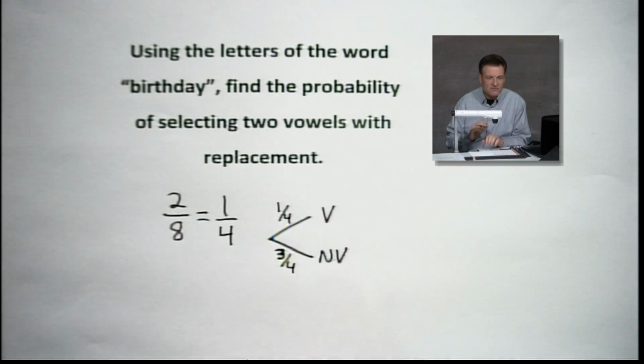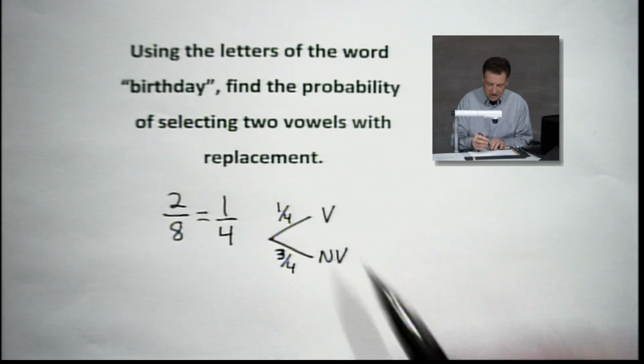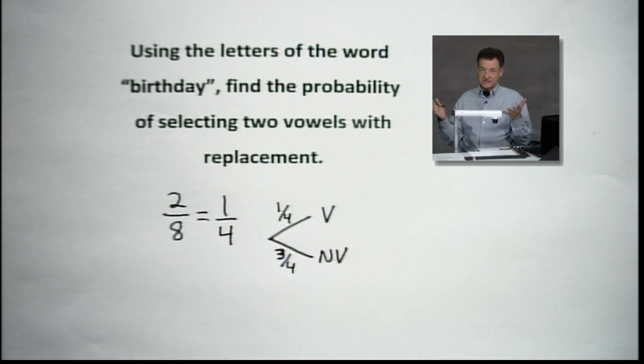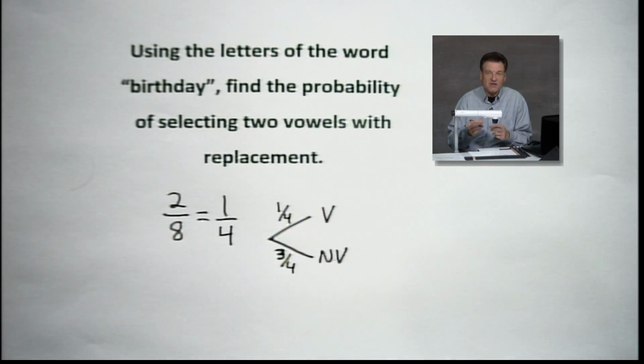So the 3/4, because these 2 little branches have to add up to 1, all right? Because that's all the options. It's either a vowel or it's not. Those 2 have to add up to give us 1, because, as I said, they were all our choices, and if we got all our choices all together, they add up to 1, all right?